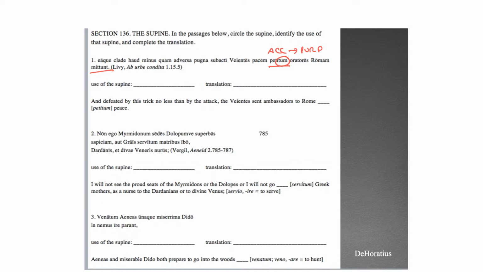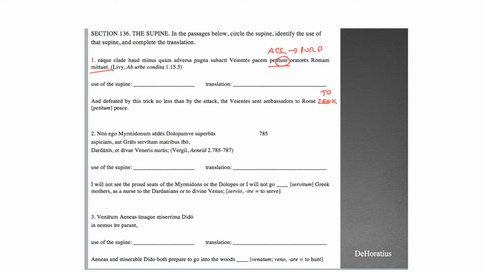Here's my translation. And defeated by this trick, no less than by the attack, the Veientes sent ambassadors to Rome, petitum peace. So to seek peace. All right. And then we're going to do the one at the bottom here.